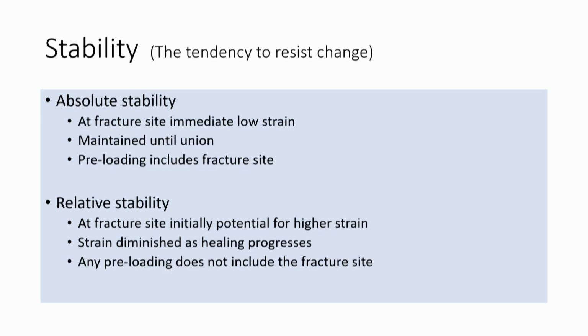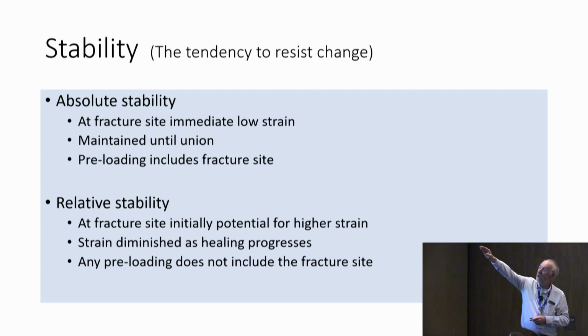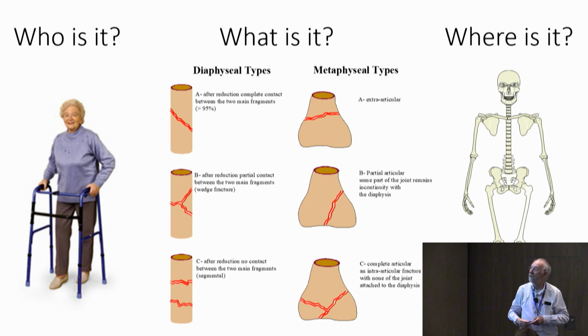So, absolute stability. At the fracture site, you're trying to achieve low strain, and to do that, you need to preload it. Preloading is storing potential energy, where you're getting compression at the fracture site to maintain stability. Relative stability is where the fracture site is not preloaded and there's going to be some motion, but you're hoping that as the fracture matures, the strain goes to a low enough level so that you can get ossification.